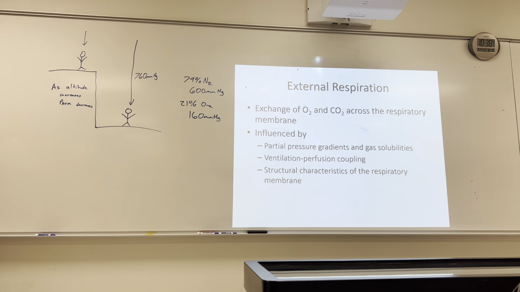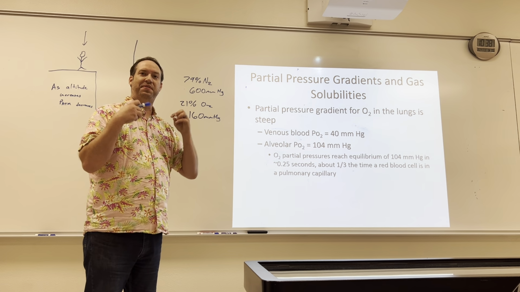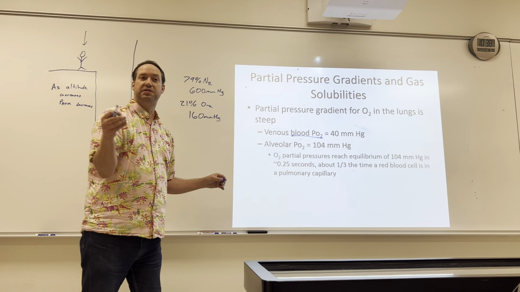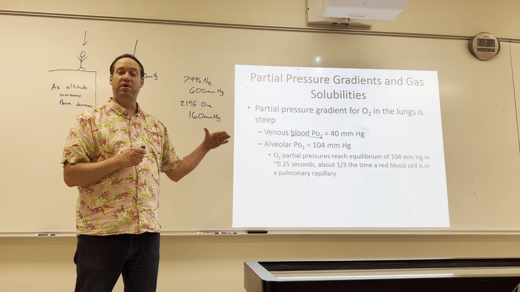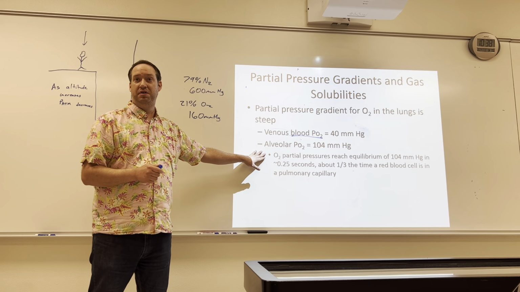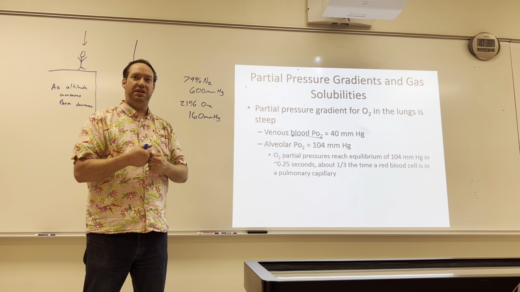External respiration is influenced by these solubilities of gases. So, let's look at this. Oxygen. The first thing is oxygen. There's a very steep gradient for oxygen. The partial pressure of oxygen in that venous blood, so the blood that's coming back, low oxygen blood, right, blue, coming through those pulmonary arteries, going to the lungs, is about 40 millimeters of mercury. In the lungs, it's about 104. That means there's 64 millimeters of mercury shoving oxygen into your blood.